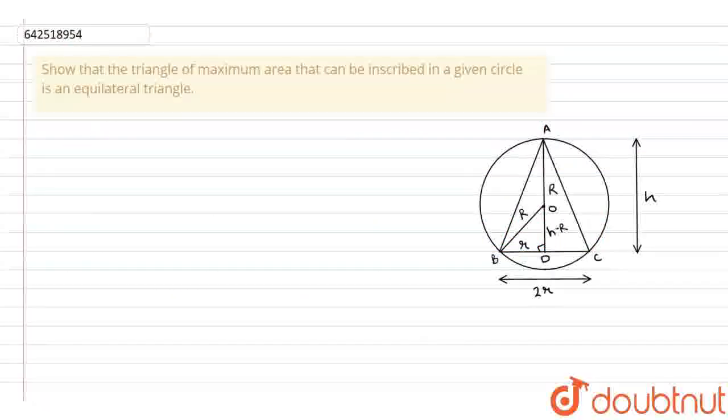In this question, we have to show that the triangle of maximum area that can be described in a given circle is an equilateral triangle. So we have to prove that this triangle ABC is an equilateral triangle.